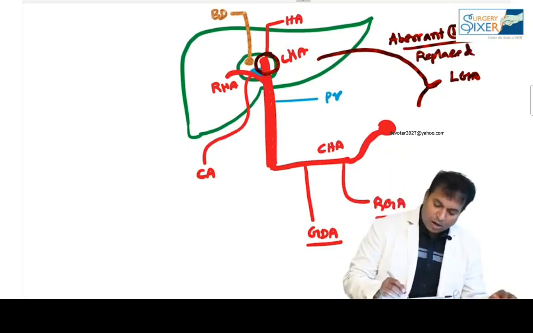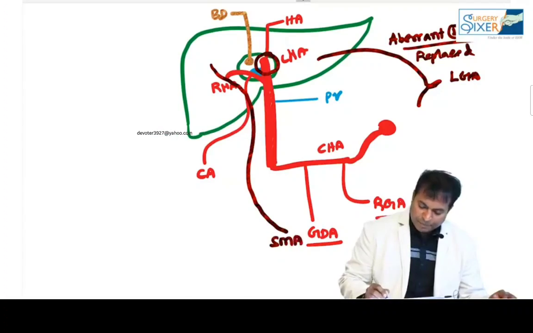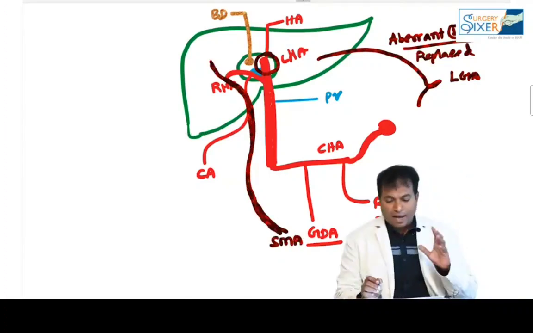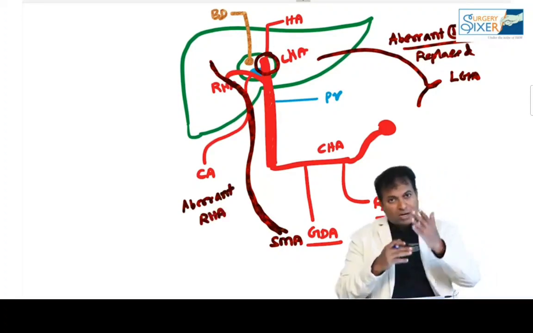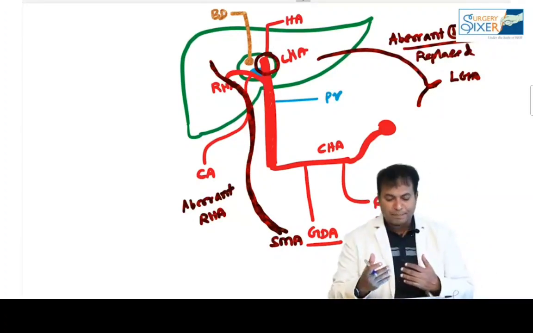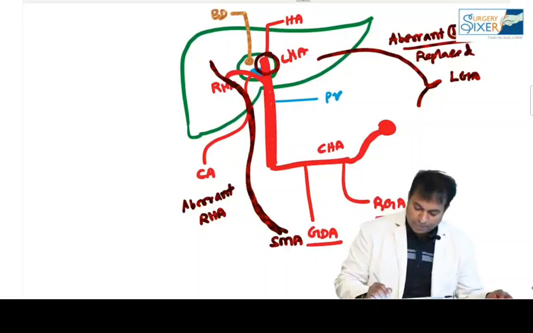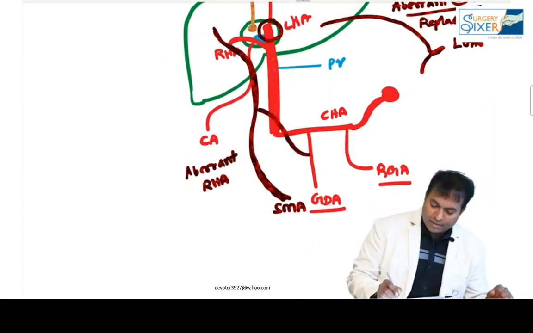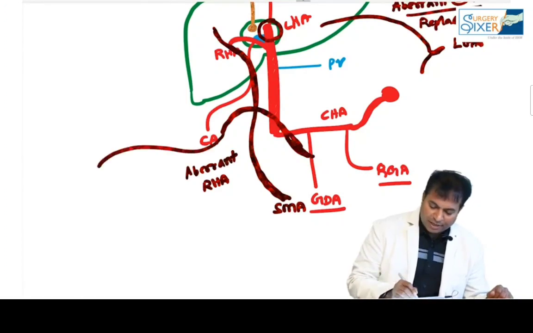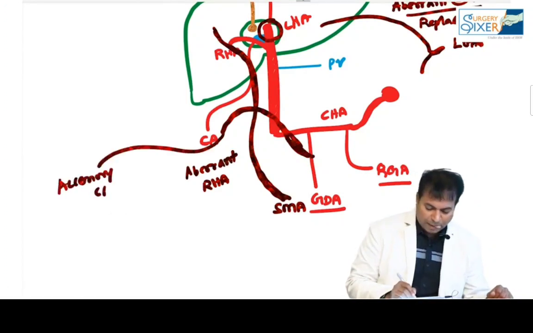Similarly, aberrant or replaced right hepatic artery comes from the SMA, the superior mesenteric artery. An interesting point is this aberrant right hepatic artery runs posterior to the portal vein. Usually the portal vein is the posterior structure, but if it is aberrant, it comes posterior to the portal vein. Sometimes the cystic artery is also aberrant. The accessory or aberrant cystic artery comes from the GDA.